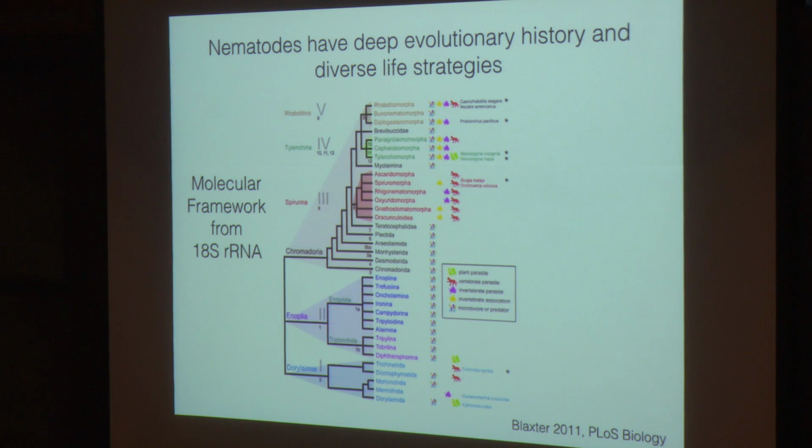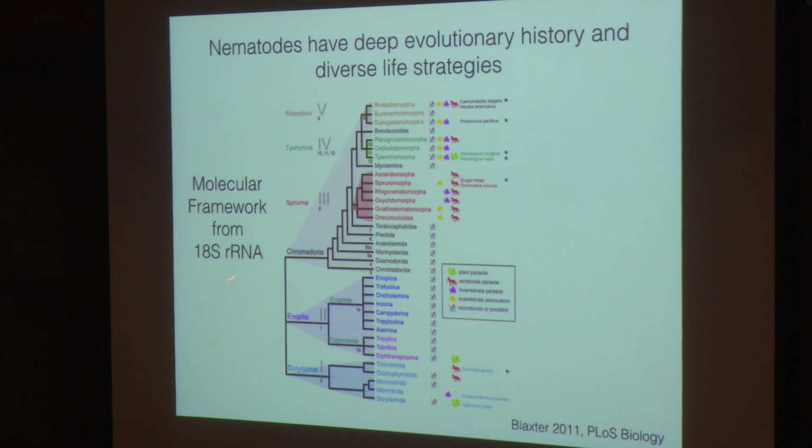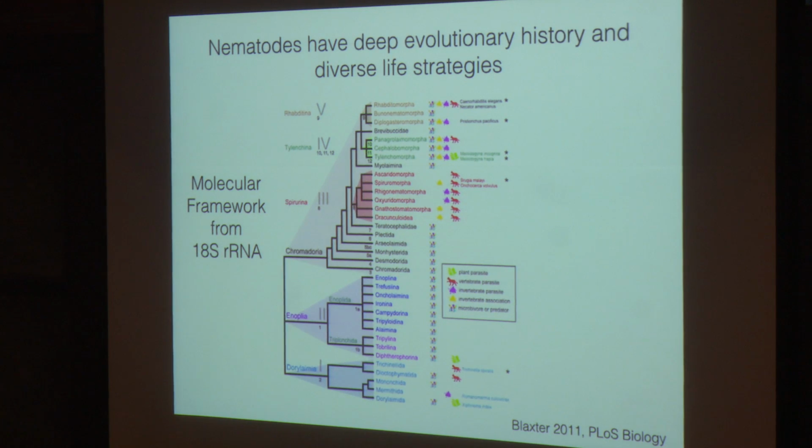I know I'm biased because my background is nematode taxonomy, but they are a group that's great to work on because they have very deep evolutionary history and diverse life strategies. Unfortunately, the framework of the nematode tree of life is just largely based on a single gene. So we're still really behind the times when it comes to elucidating deep phylogenetic relationships in these clades.